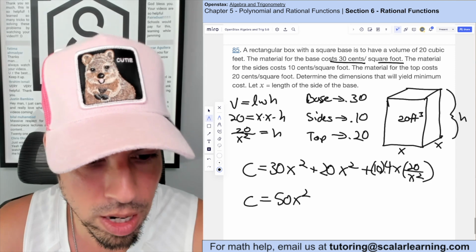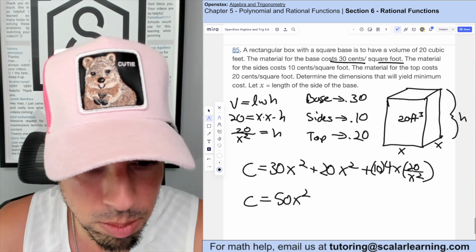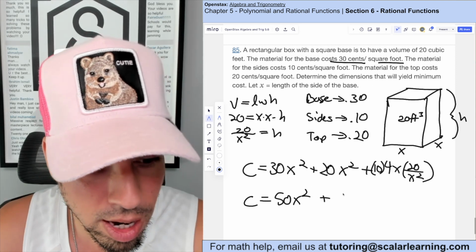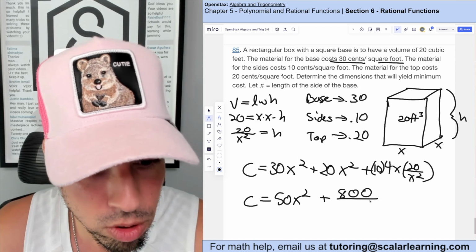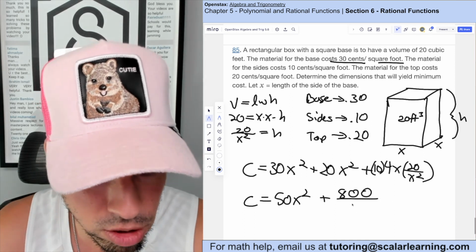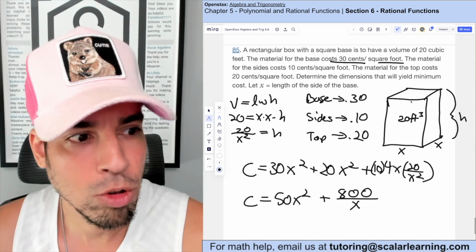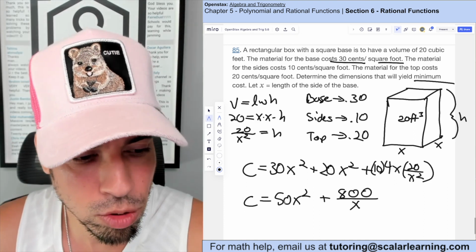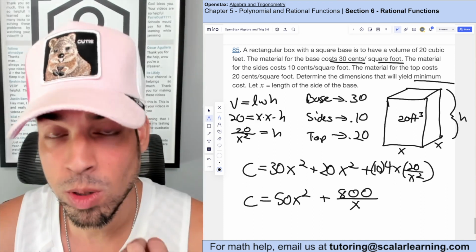And then here we have 40 times 20, which is 800 over, and then the x and the x squared cancel out to just be an x in the denominator. So now we're trying to minimize the cost. What I'm going to do is graph this function in Desmos. We're going to look for a minimum.